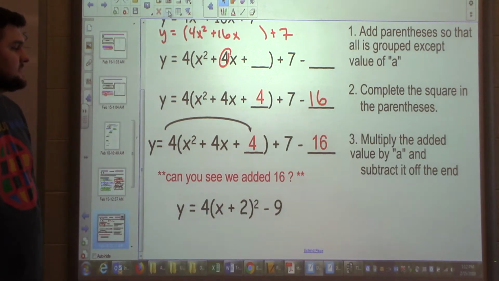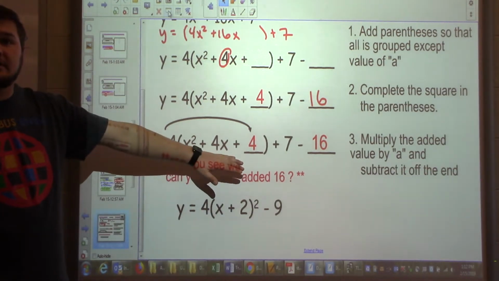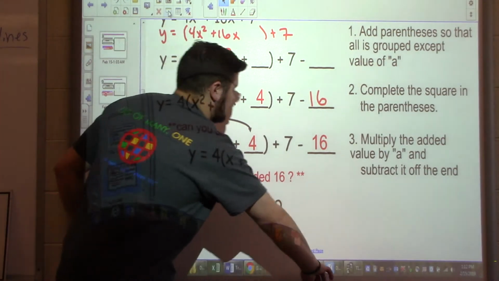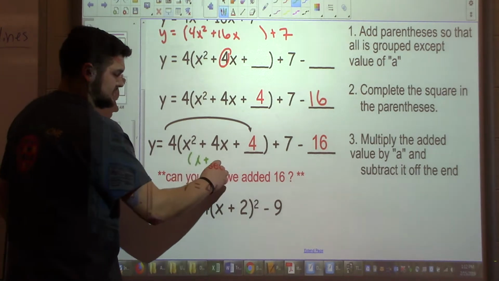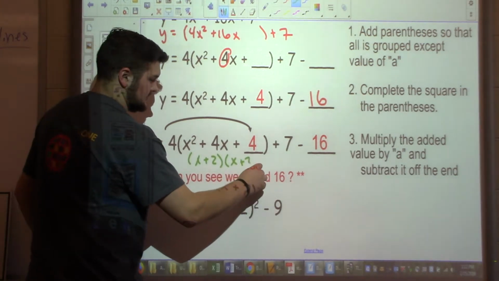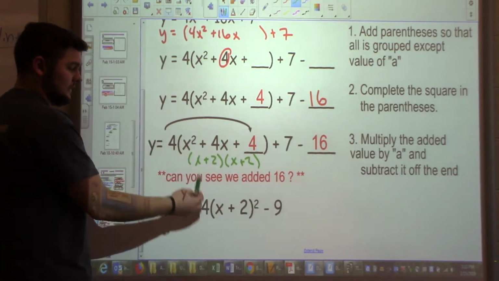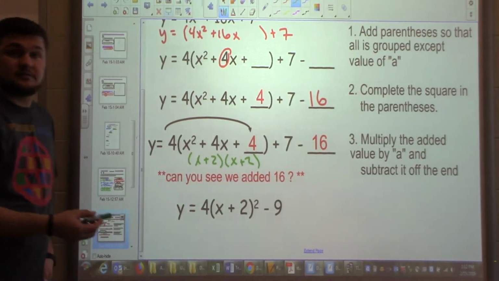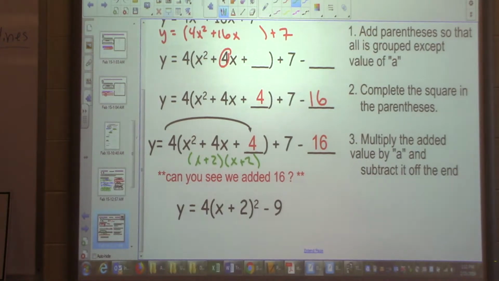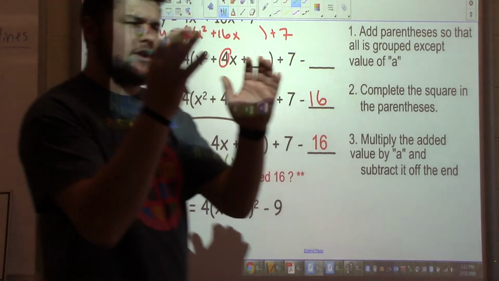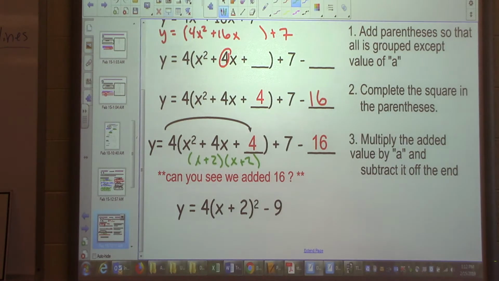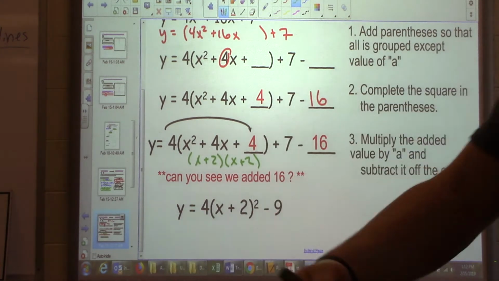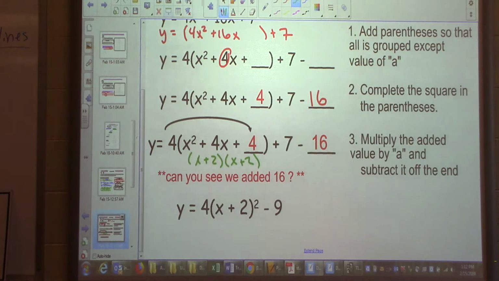Alright, and then the last step, factor the inside part, just like we did yesterday. X plus 2, x plus 2. Then it becomes 4 times x plus 2 squared minus 9. So split it up just like we did yesterday. Take out that integer GCF. So we took out a 4. Then complete the square, add on the inside, subtract on the outside, and factor.